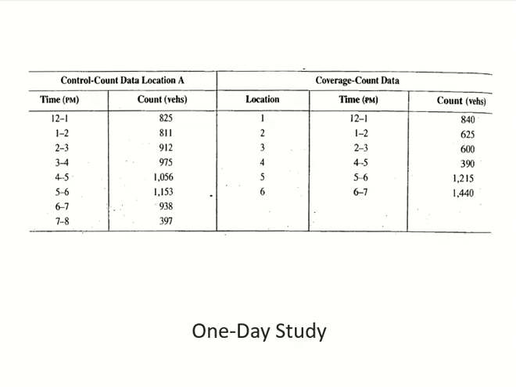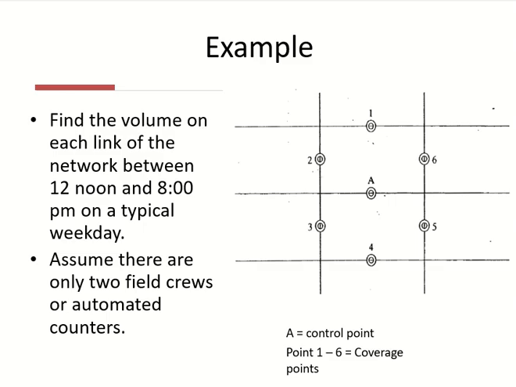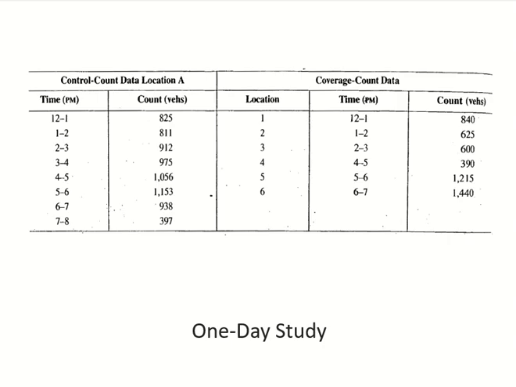On a particular day, they are calling it a typical weekday. Monday, Tuesday, Wednesday, typical weekday. So on any typical weekday, they collected 8 hours of data on location A. And here you see the count of 8 hours for location A. It's the full 8 hours because it is the control point. On the same day, they are also collecting data on other locations for the same 8 hours.